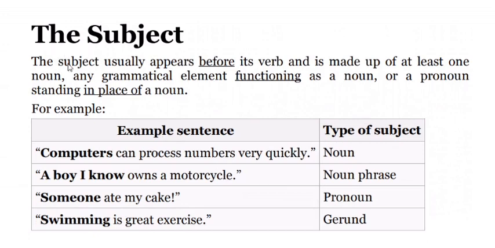The subject usually appears before its verb and is made up of at least one noun, any grammatical element functioning as a noun, or a pronoun standing in the place of a noun. Here are some examples. Computers can process numbers very quickly.